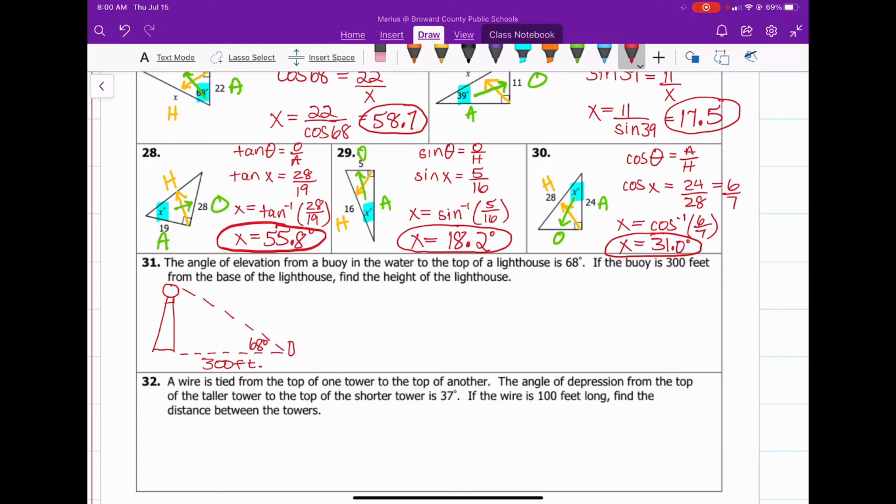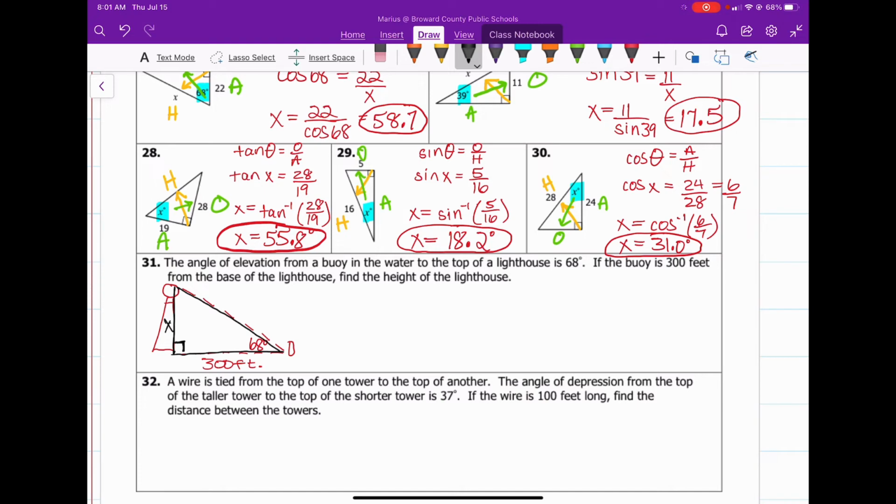They want us to find the height of the lighthouse, which would be x right here. So now what we need to do, and remember, here's our right angle. So we pretty much have our right triangle right here. And let me move this x to the outside, because x is really a side. They want us to find the height of it.